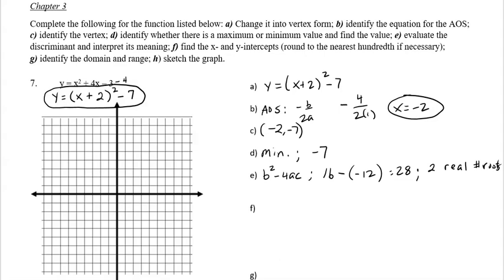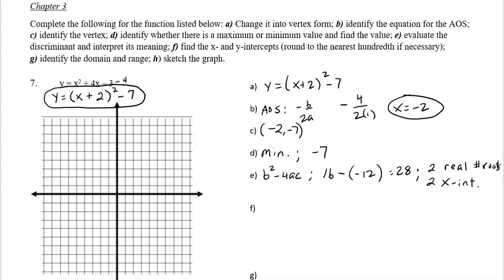which, as far as the graph is concerned, means I'm going to have two x-intercepts. In other words, when I'm done, I should be crossing the x-axis at two different places. Okay, and then we're going to find out exactly where.